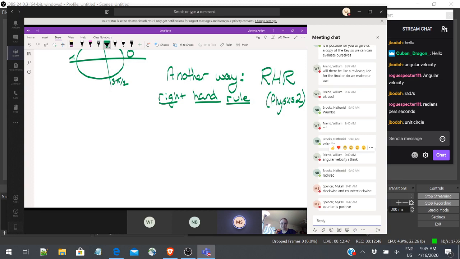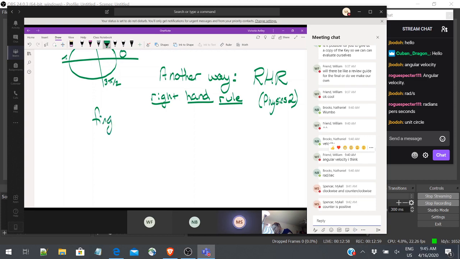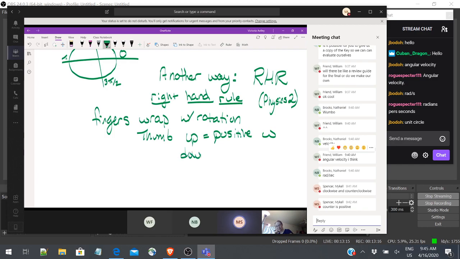That makes sense. This is the start of some other stuff. So your fingers will wrap in the direction of rotation. And then your thumb up is positive, down is negative. All right. Give me counterclockwise rotation in the chat if this is making sense.